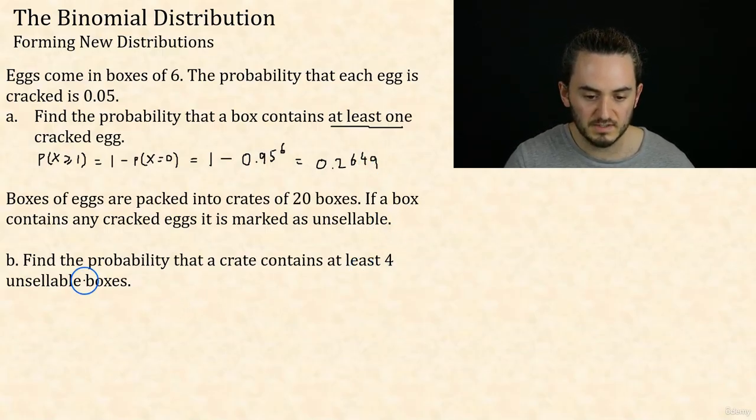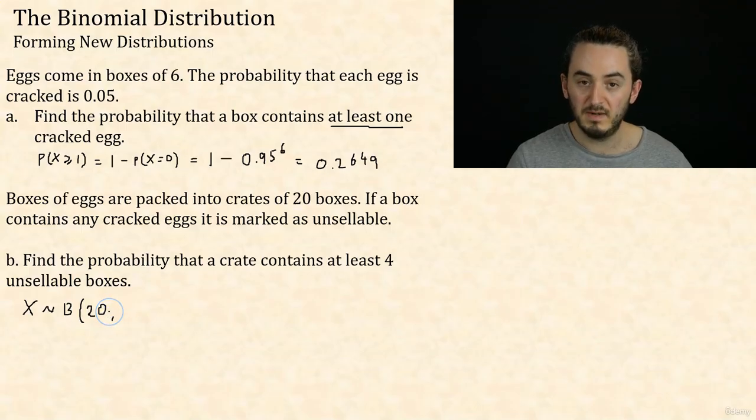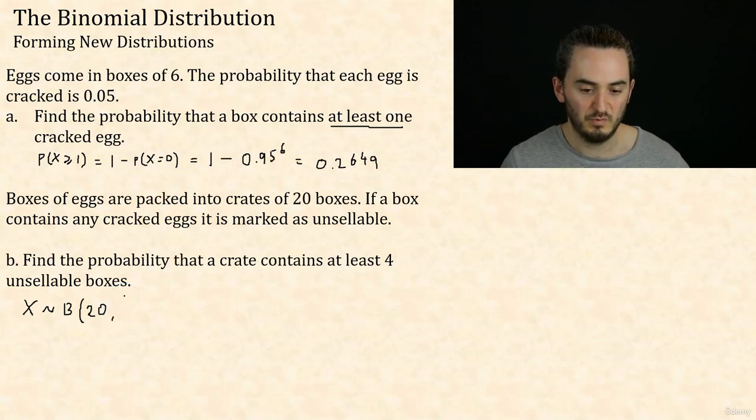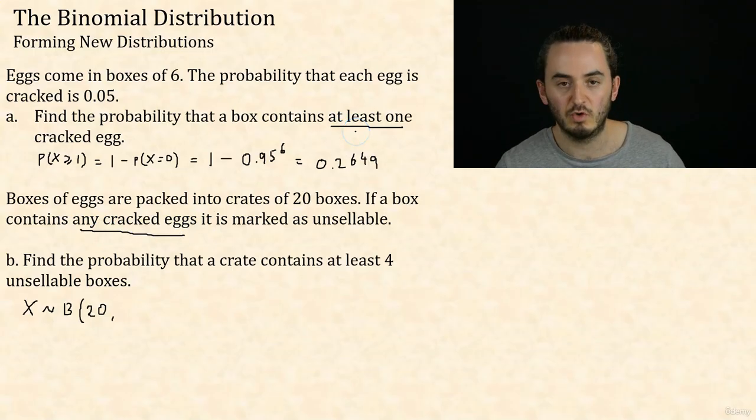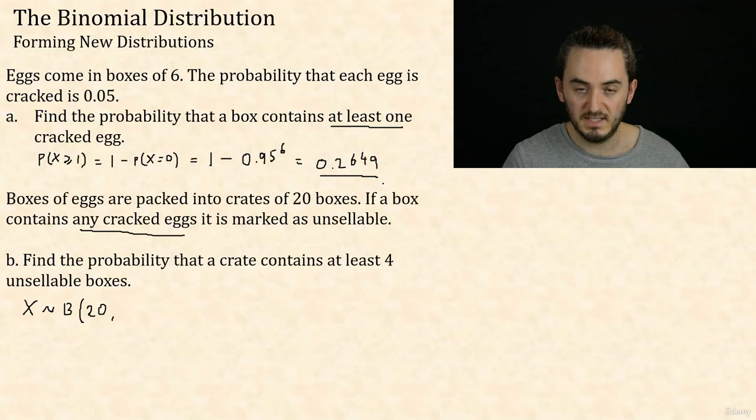All right, so let's try to describe the distribution here. Well, it is binomial because each box is either sellable or unsellable, and there are 20 boxes in each crate. And then what's the probability that each of those egg boxes is unsellable? Well, it's actually what we worked out in question 1, because they're unsellable if they contain any cracked eggs. We've worked out the probability of a box containing at least one cracked egg. So this answer to part A is our probability that an individual box is unsellable, and that's what needs to go into our new binomial distribution.